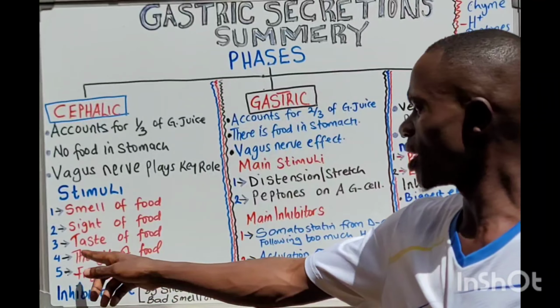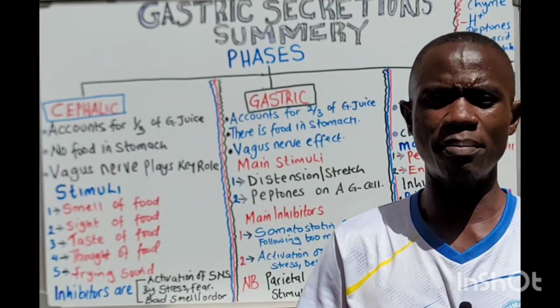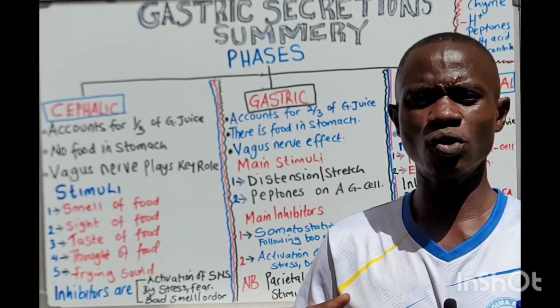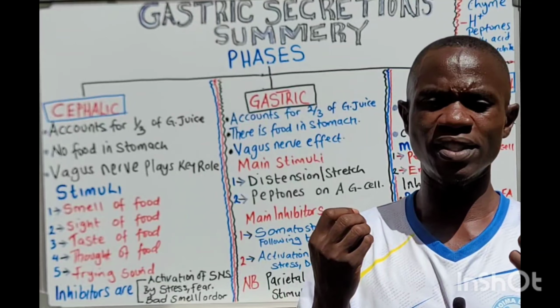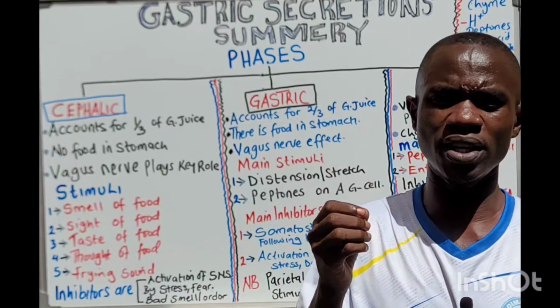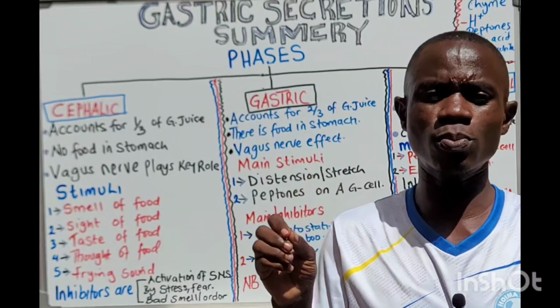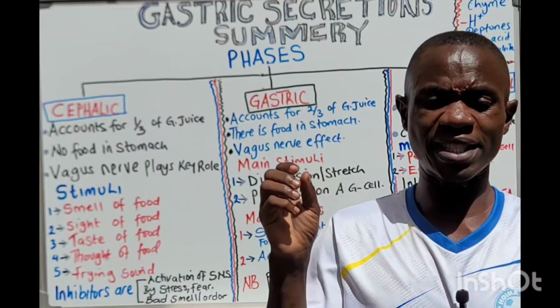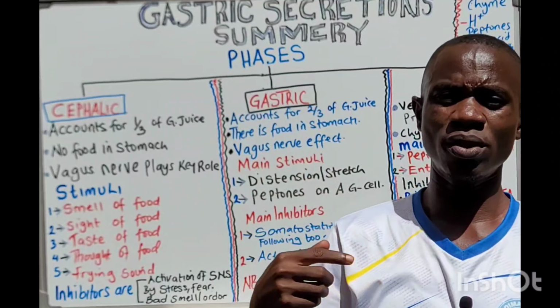For example, when you taste food, sensory fibers of cranial nerve number 7, the facial nerve, and also the glossopharyngeal nerve, take the sense of taste to the central nervous system, to the different cortex within the cerebrum. From there, the information comes down to the hypothalamus, specifically the parasympathetic portion of the hypothalamus, which gives off the descending axon to the medulla.